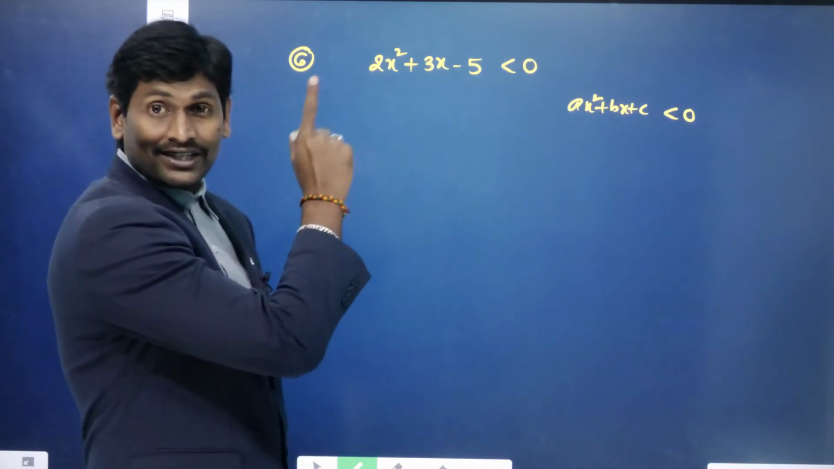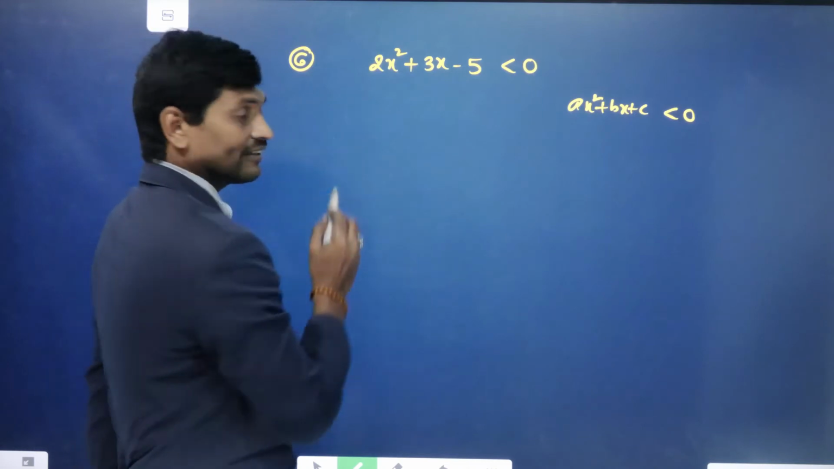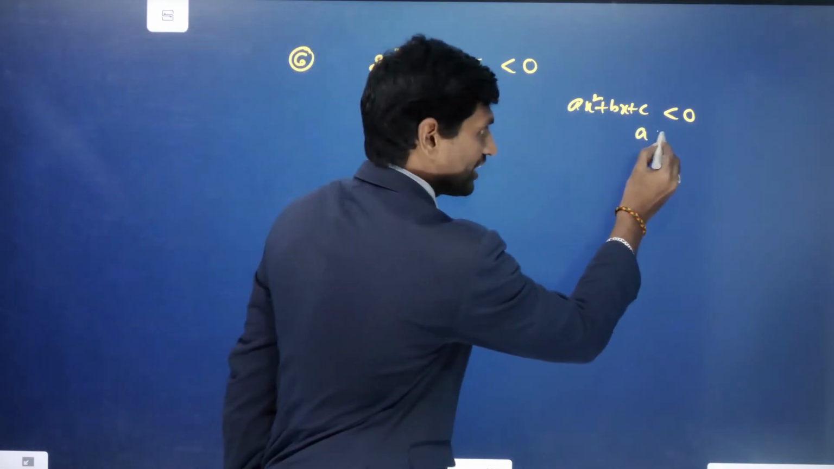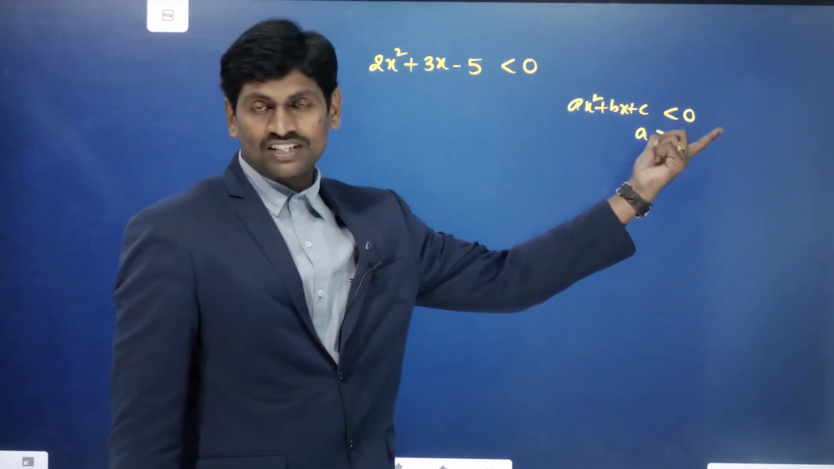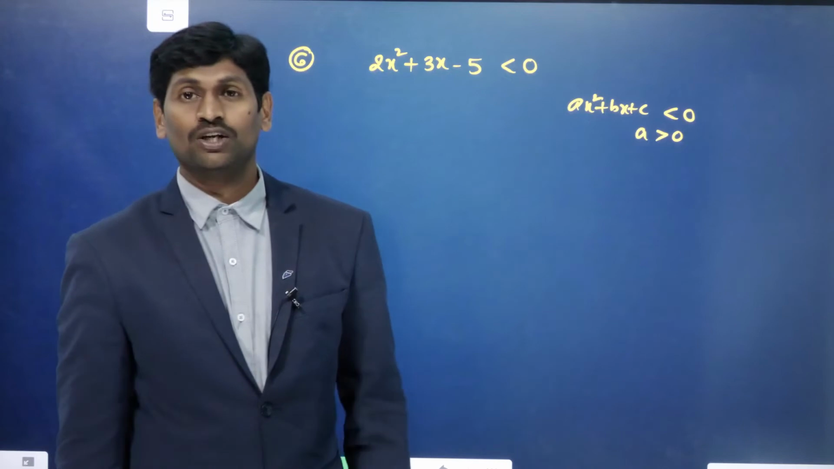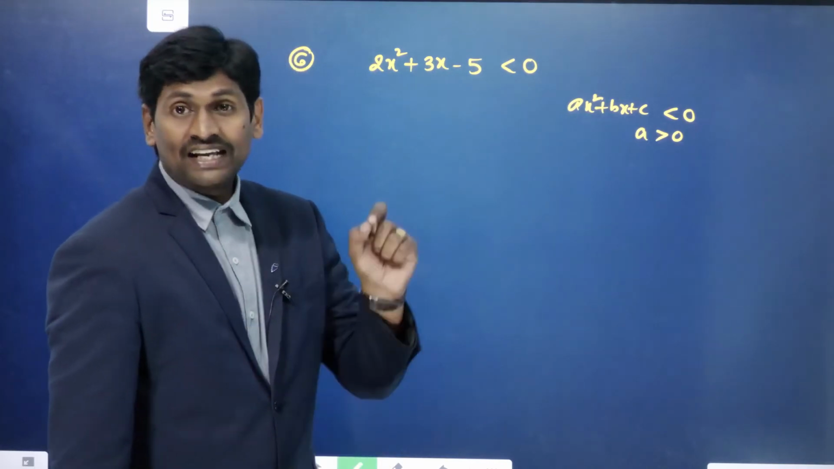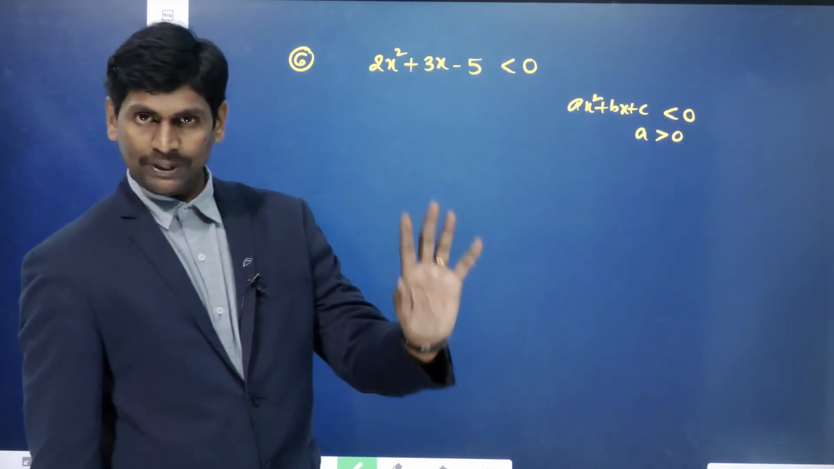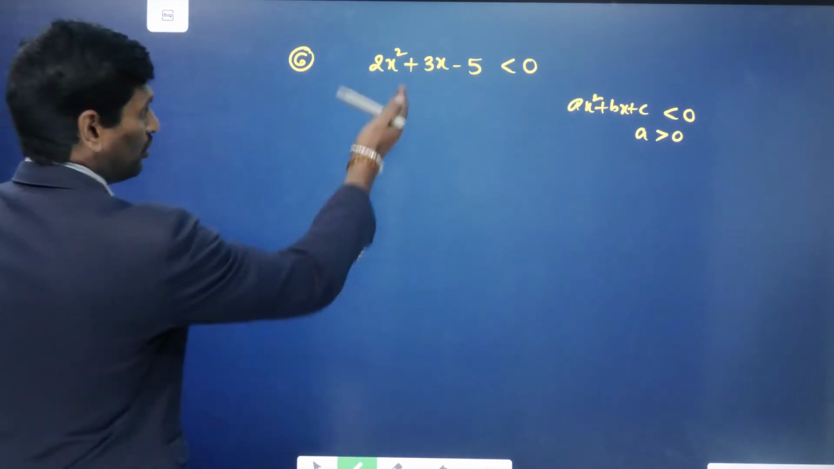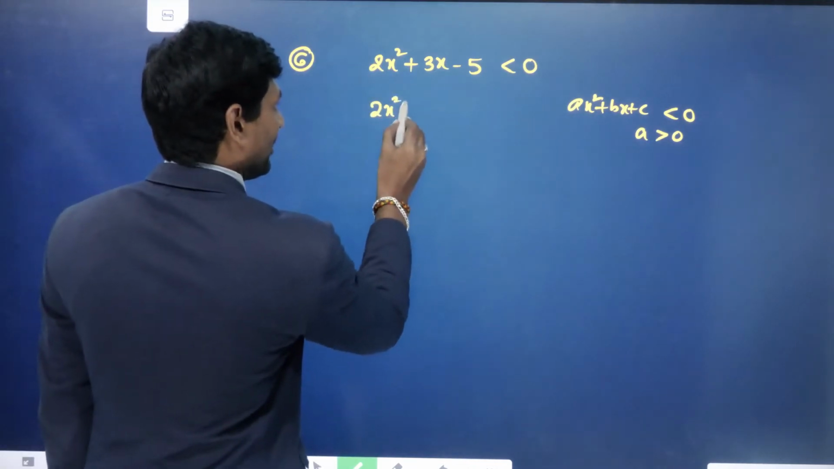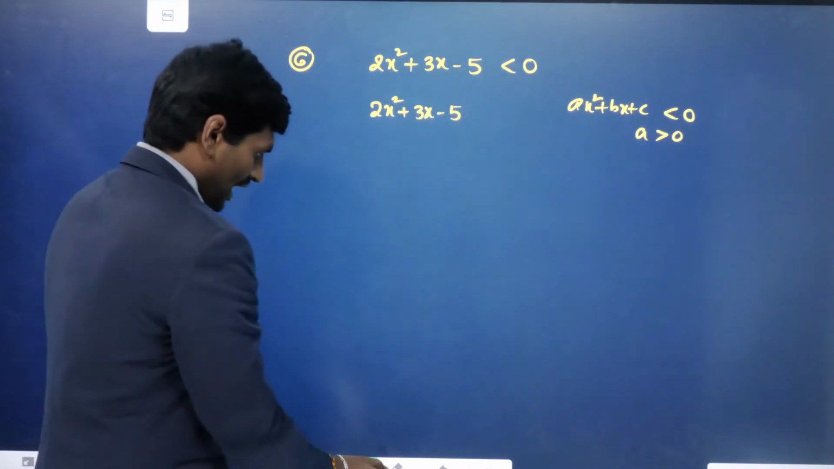What is the x square coefficient? Check the x square coefficient in the given expression. It is 2, right? That means a value is greater than 0. So a value is greater and the expression value is less than 0. That means opposite sign. Opposite sign is only possible when delta value is greater than 0 and x lies exactly between alpha and beta. First case, delta greater than 0. Okay. Now I am expressing the given expression in factor form.